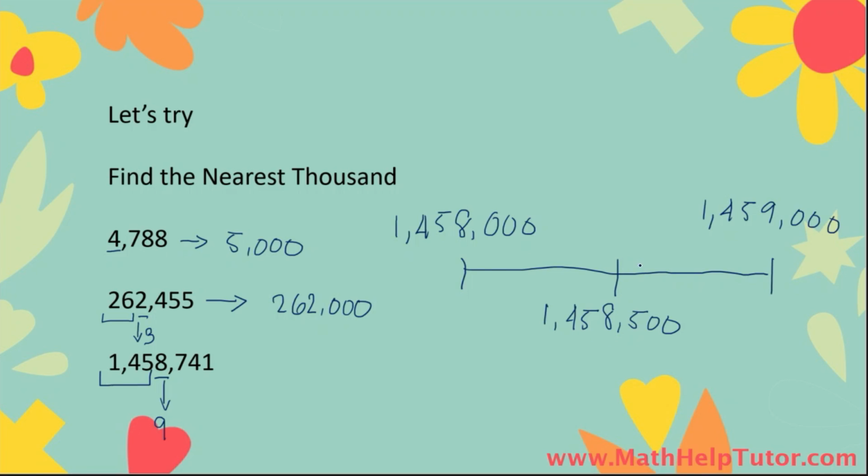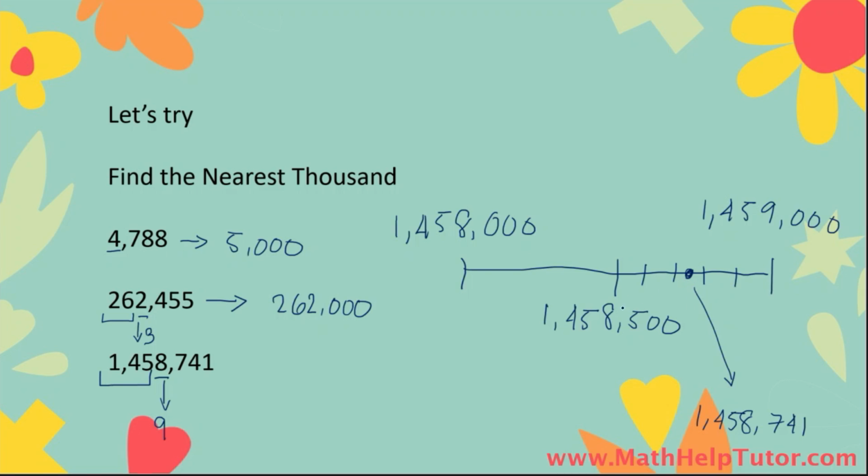So where's our number in the number line? If we have increments of 100, so if this is 500, this is 600, 700, 800, 900, our number should be around here. Right, that is 1,458,741.